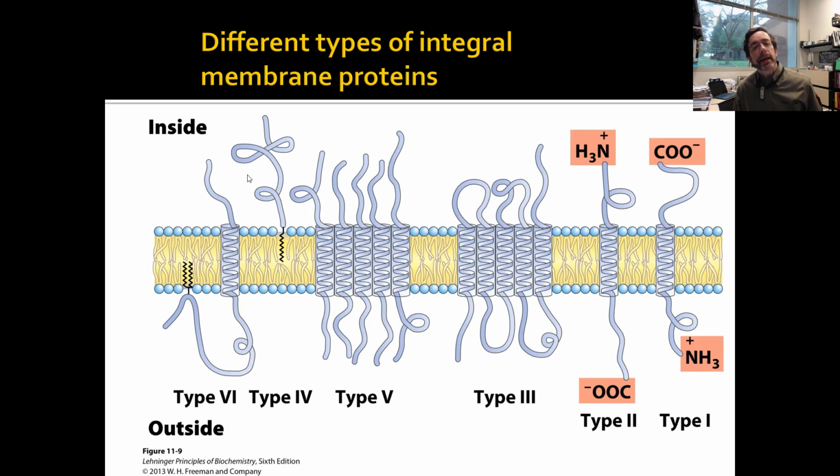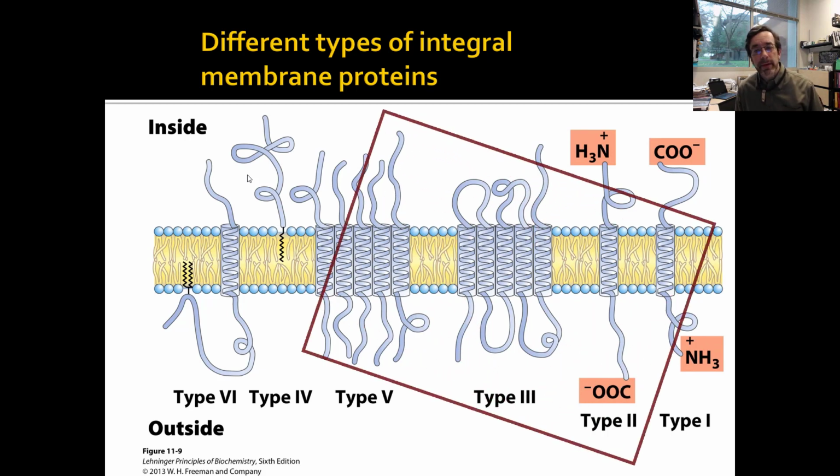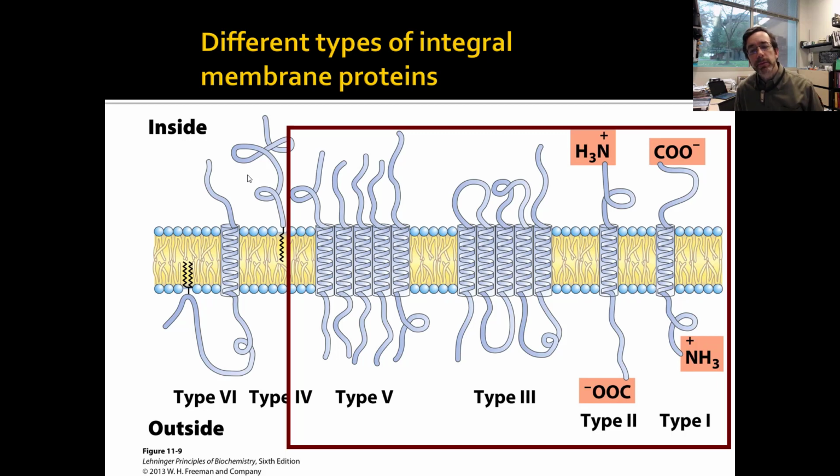When you look at it all together, there are different types of integral membrane proteins depending on how many chains they have. If you look at these, I want to focus your attention on the four on the right, which follow a certain pattern. Type 1 has the NH3 group outside and the COO group inside, and just one single membrane-spanning alpha helix. Type 2 is exactly the same, but flipped. Type 2 has the COO on the outside.